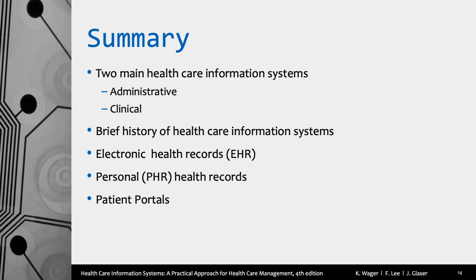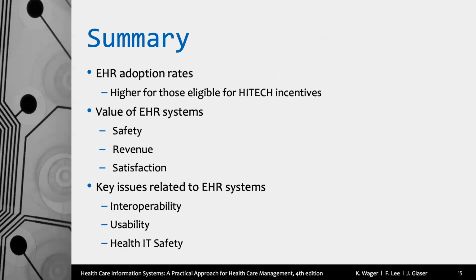So again, we talked about the big differences between administrative and clinical systems, talked about the history of HCIS, introduced the EHR versus the PHR, and talked about the impact of those patient portals. A little bit of emphasis on the adoption rates. We've come a long way there. And then the value that they add, and then some of the problems we continue to face. So, again, top three: interoperability, usability, and health IT safety. So that concludes everything for this chapter. And let me know if you have any questions.